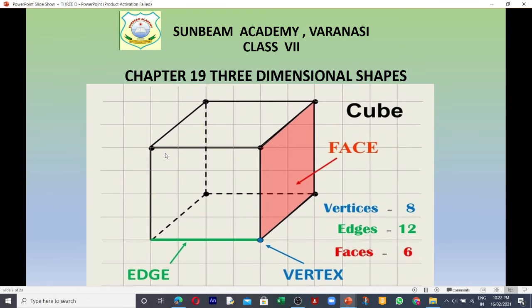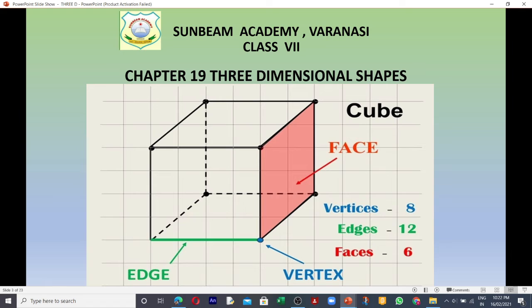See, this is a cube. Cube is having equal same sides. All the edges are of the same length. Total 6 faces are there in a cube. Total 8 vertices and 12 edges. Okay, in a cube there are 6 faces, 12 edges and 8 vertices.